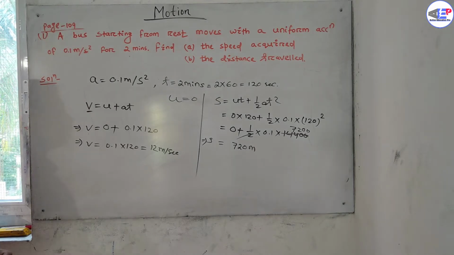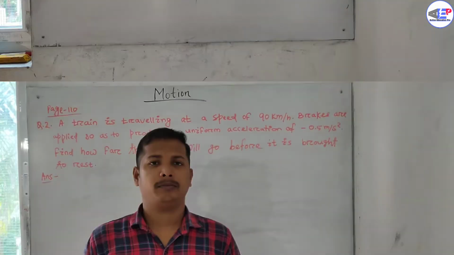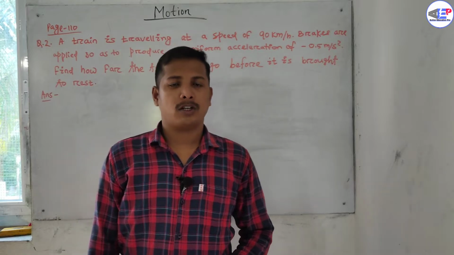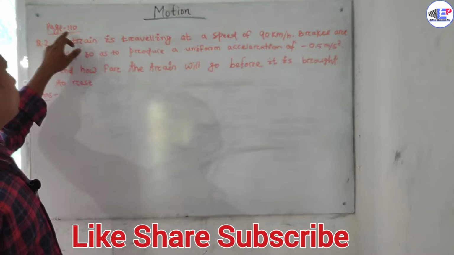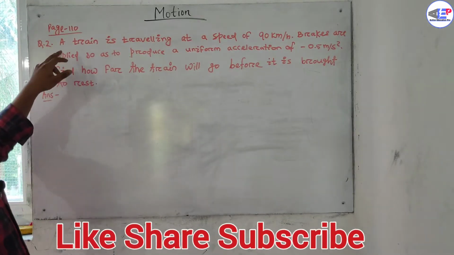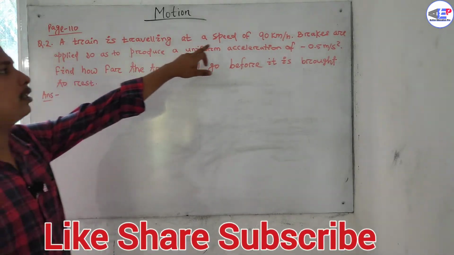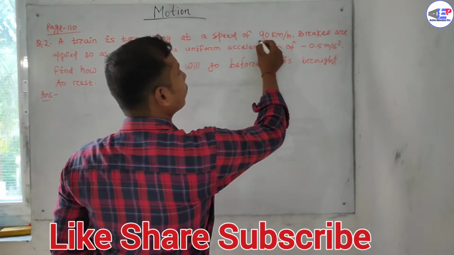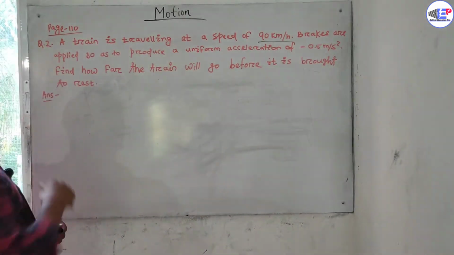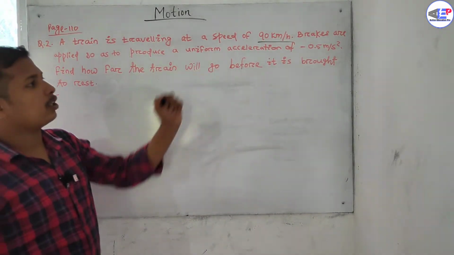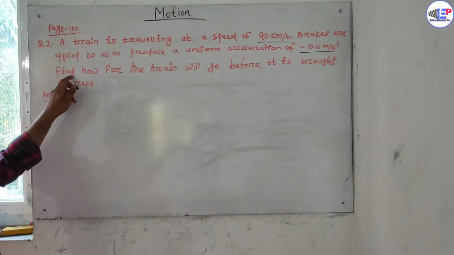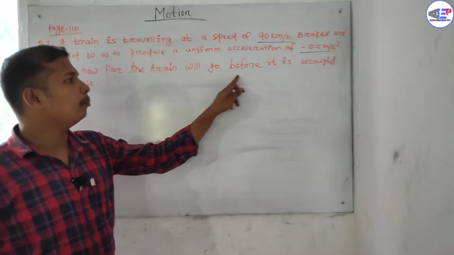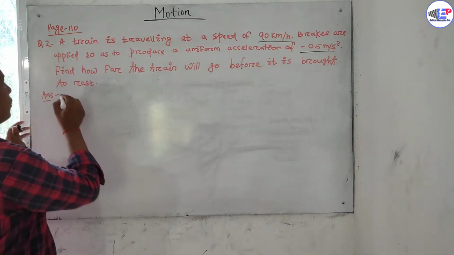Let us do another numerical. Let us do another question based on equations of motion from page number 110. The question is, a train is travelling at a speed of 90 km per hour. Brakes are applied so as to produce a uniform acceleration of minus 0.5 meter per second square. Find how far the train will go before it is brought to rest.